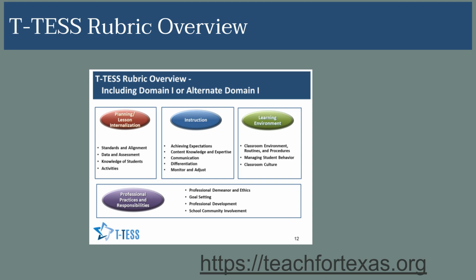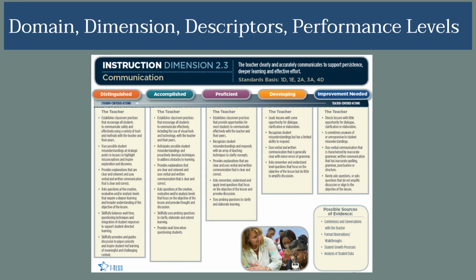Domain 3 is learning environment, assessing classroom environment and routines, managing student behavior, and classroom culture. Domain 4 covers professional practices and responsibilities, demeanor and ethics, goal setting, PD, and school and community involvement. Let's take a look at how a single dimension is formatted in the rubric. This is Dimension 2.3, Communication.